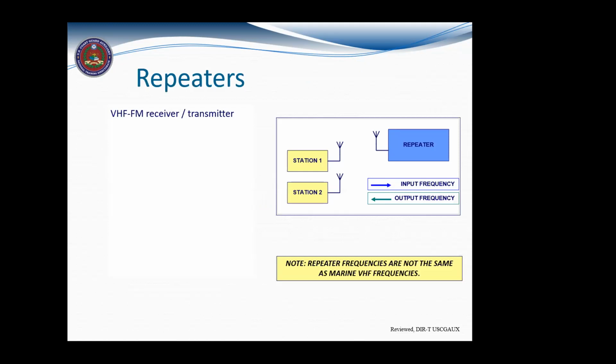Repeaters are not part of the marine system per se. The Coast Guard Auxiliary is starting to implement repeaters in their auxiliary communication system, but outside of the marine band. They cannot be used on the marine band. On a repeater, the repeater is listening on one frequency, and anything that it receives, it rebroadcasts on its transmit.